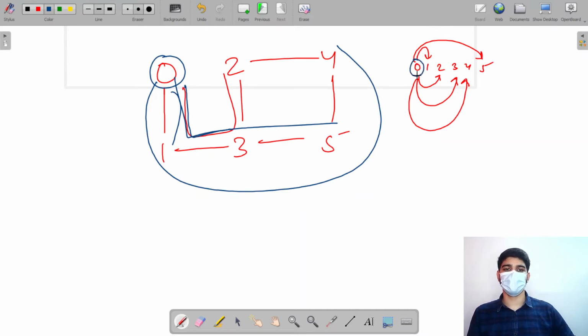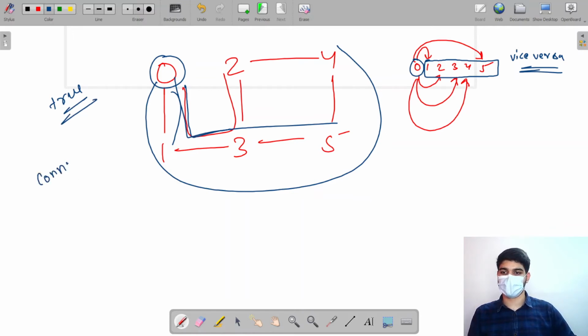So from 0, we can travel to each of the other vertices and vice versa. If that is possible, this means that this graph is connected. So if we get this graph as an input, then we have to return true, because this graph is connected. I hope you understood the question.